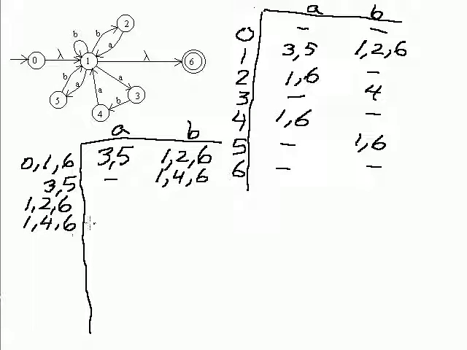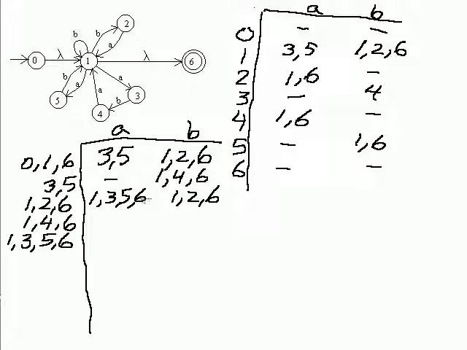1, 4, 6. Now, 1, 2, and 6 under A. 1 gives me 3, 5. 2 gives me 1, 6. And 6 gives me nothing. So I have 1, 3, 5, 6. For B, under 1, 2, and 6, all I get is that 1, 2, 6. Now 1, 2, 6 I've seen before, but 1, 3, 5, 6 I have not. So I add 1, 3, 5, 6 to my table.